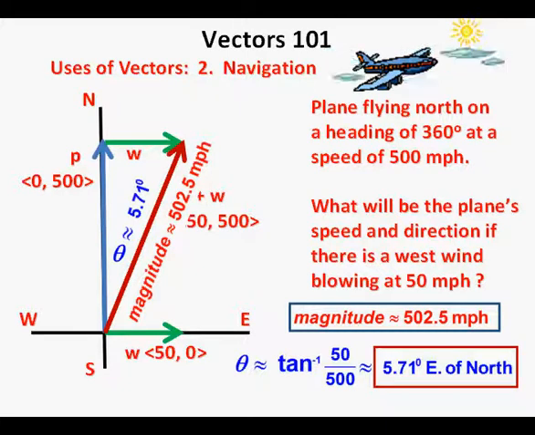The reason we could use the Pythagorean theorem was because the wind vector was horizontal. If that wind vector had not been horizontal, we would have had to use the law of cosines. And we'll tackle that situation where law of cosines is required in an upcoming lesson.